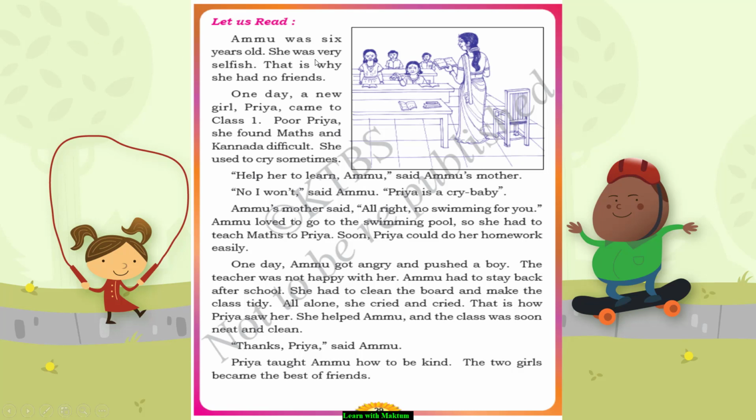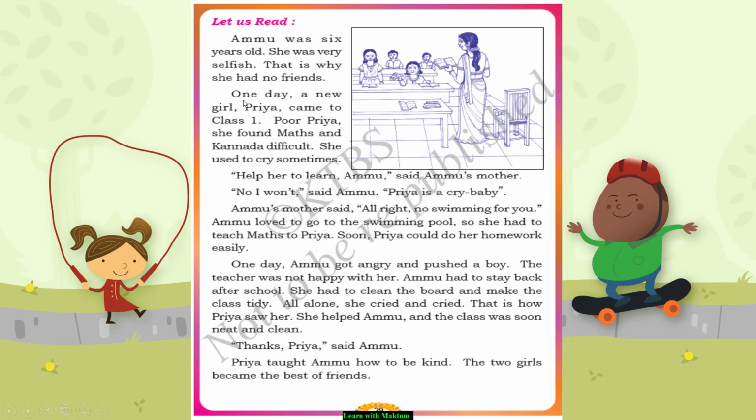She was very selfish. Selfish means the one who cares about himself too much. That person is selfish. So here Ammu is selfish. That is why she had no friends. Because of selfishness, she does not have a single friend in her school.